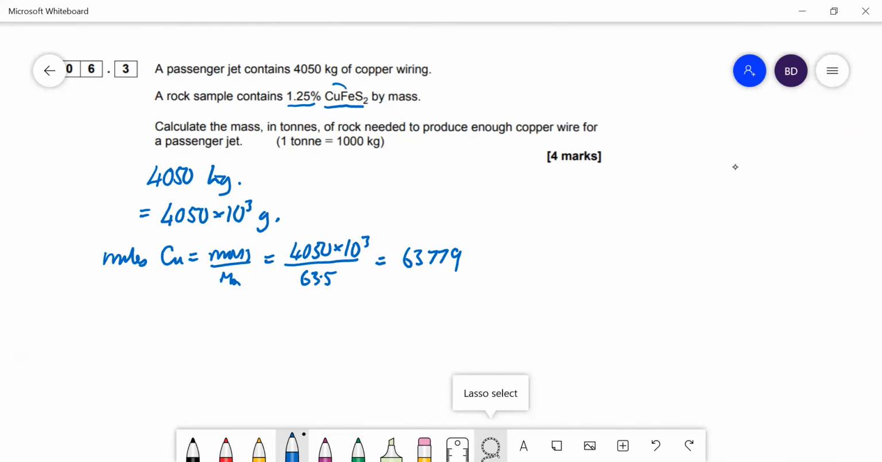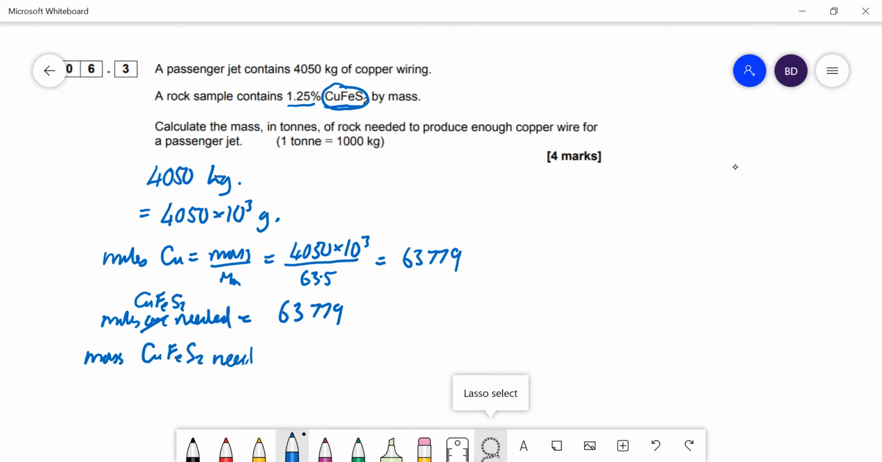Okay, now how many moles of the ore are we going to need then? We need that 1 mole of ore contains 1 mole of copper, so moles of ore needed is going to be the same as that number there, 63,779. So the mass of the ore, I shouldn't say ore, I should say the CuFeS2 there. So the mass of CuFeS2 we're going to need is equal to moles times Mr.